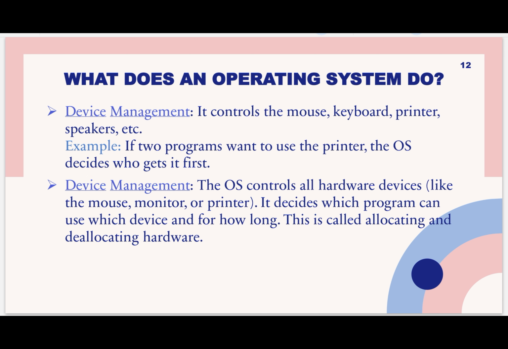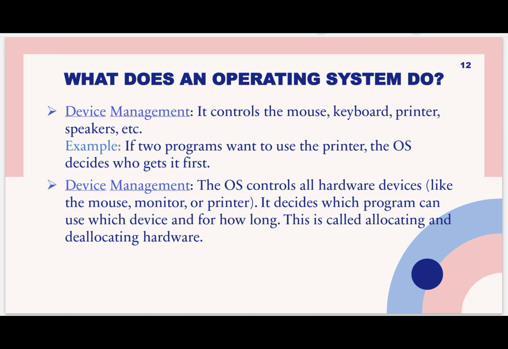See, the operating system controls all hardware devices like mouse, monitor, printer. It decides which program can use which device and for how long. This is called allocating and deallocating hardware. Allocating what? Allocating means dena. For example, we say, sir, assign this boy as a monitor. Same like that, allocate means assign.